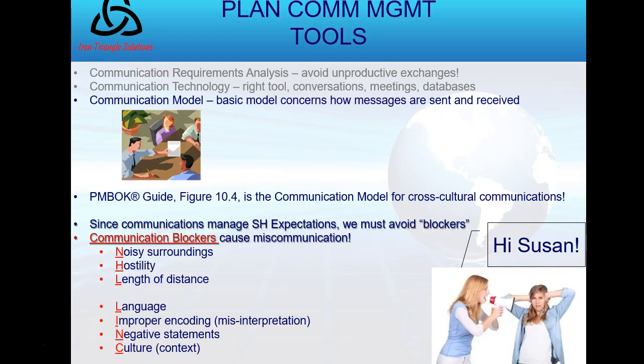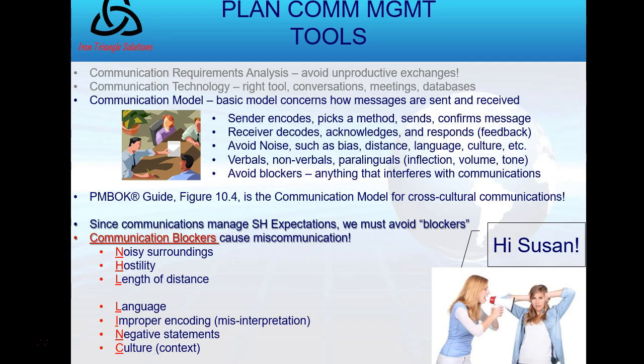Okay? So, what are some COM blockers? I do it by NHL Link, and I think of the St. Louis Blues, NHL Link. I know Link really is with a K. Please, people. It's all I could do. Okay? Noisy surroundings, hostility, length of distance, language, improper encoding, negative statements, and culture or context. That is going to act as communication blockers. Being aware of that is helpful. Otherwise, it's a basic sender-receiver model.